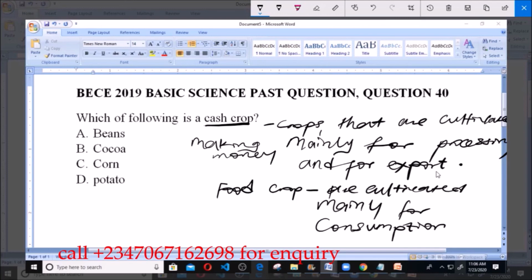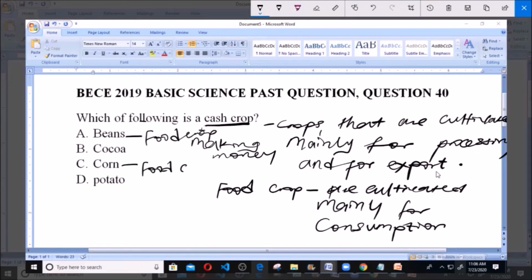Now, from these options, A says beans, and beans is a food crop. Corn is a food crop, and potato is a food crop. But cocoa here is a cash crop, because once you plant cocoa, it's not cultivated for consumption directly. It is planted for the sole aim of processing it into different products, and also for export. So B, cocoa is a cash crop, unlike beans, corn, and potato, which are food crops. So our answer is B, cocoa.